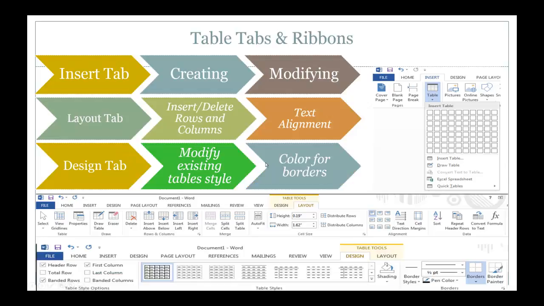Another tab you'll have is called the Design tab. In the Design tab, you can modify your existing table style. If you want to change your table style, you can do that, or you can change the color and borders for your table. That's the whole purpose of the Design ribbon, to help you format it so that it looks a little more visual to the eye.